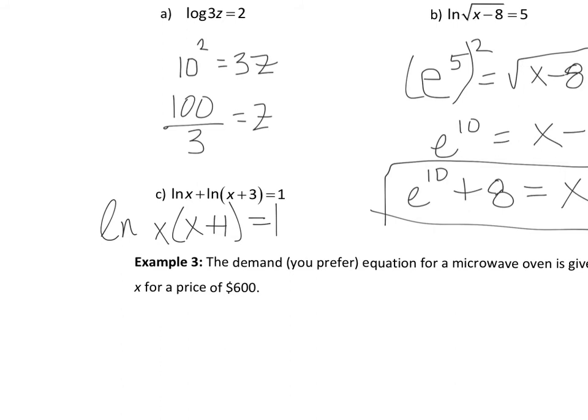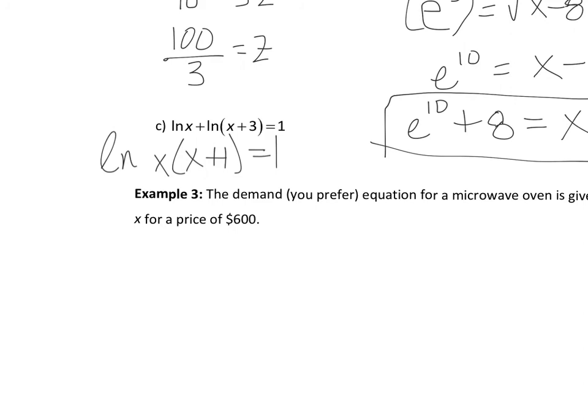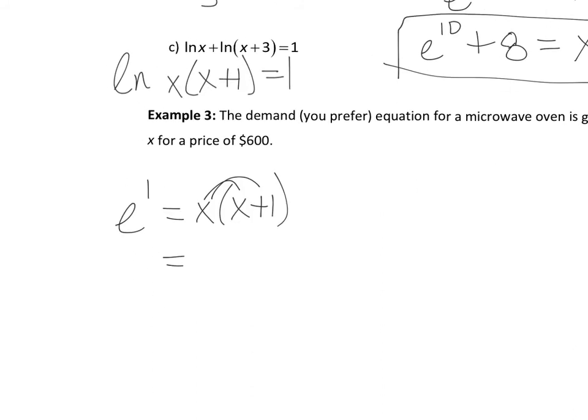I'm going to run out of room, so I'm just going to come down here. Our base is e to the 1st power, because our exponent is 1. And then that's equal to the argument, which is x plus 1. Now I look at that and I see that's a factorable quadratic on the right. It's not set equal to 0, so we're going to have to distribute. x times x is x squared plus x equals e.